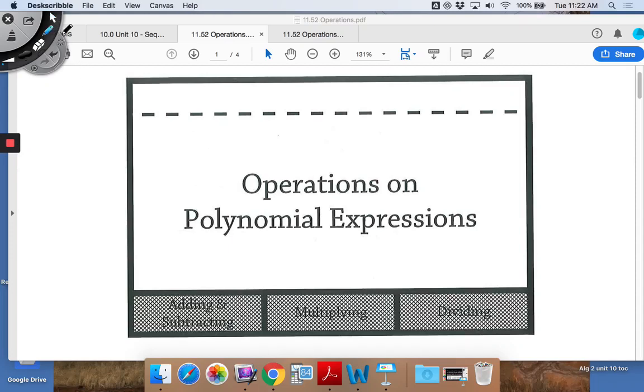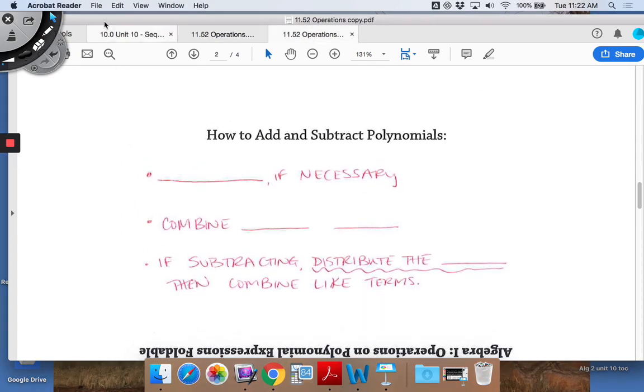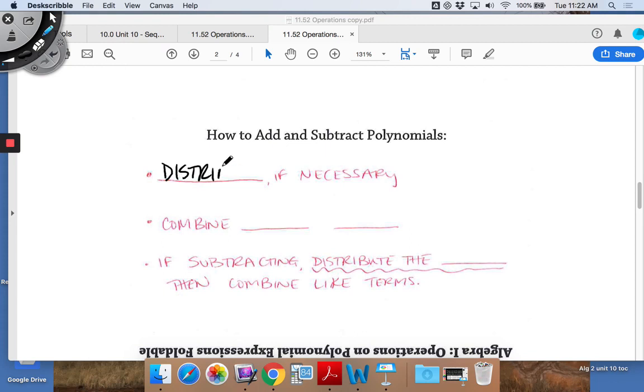So today we're going to talk about operations on polynomial expressions. When you lift this first tab, first we're going to talk about how to add and subtract polynomials. The first thing that we need to remember is that we need to distribute if necessary. Then we would combine like terms.